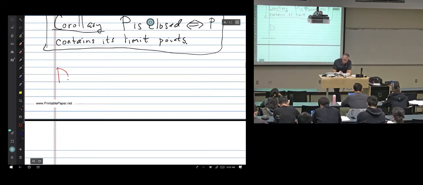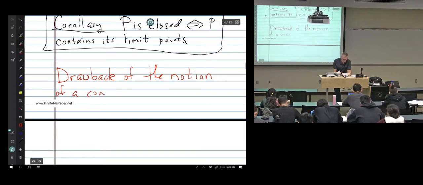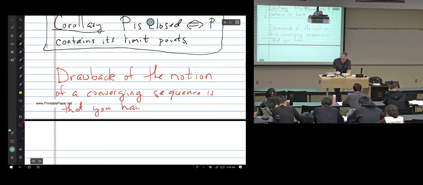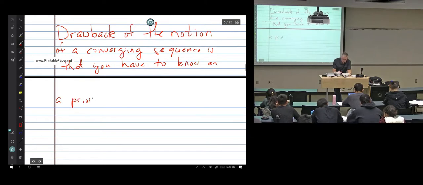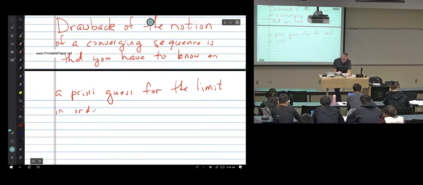So the drawback of the notion of a converging sequence is that you have to know an a priori guess for the limit in order to check norm xn minus x goes to 0, okay?